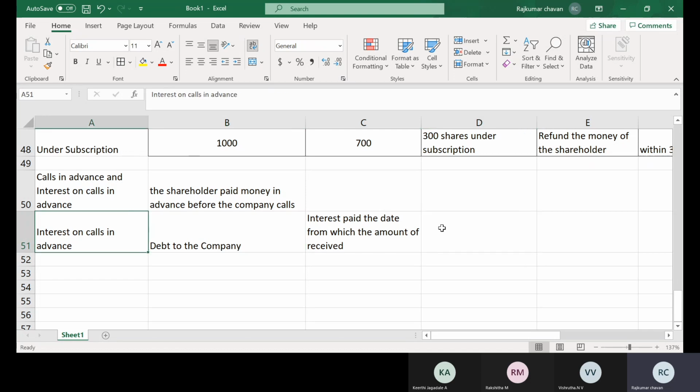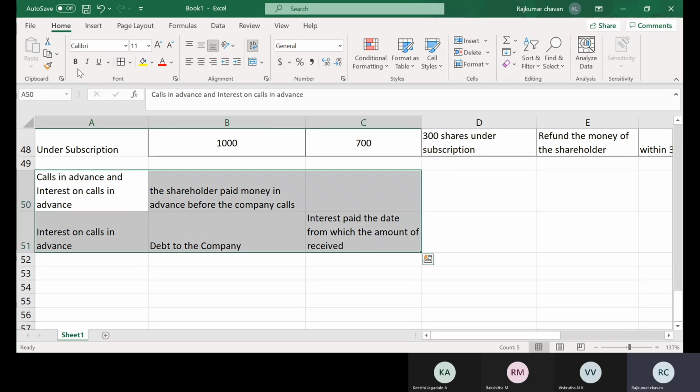Is that clear? Yes, sir. So interest on calls in advance, remember, is a debt. It's a liability for the company. Please do understand this one.